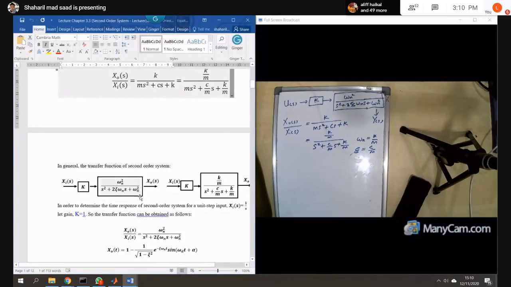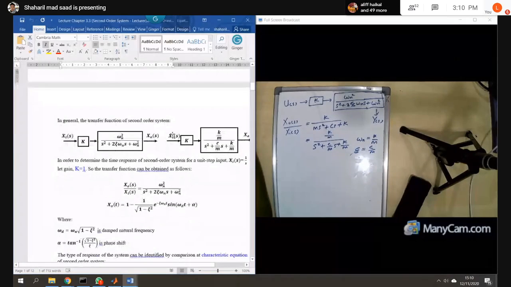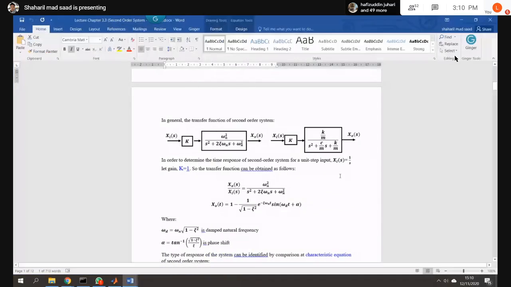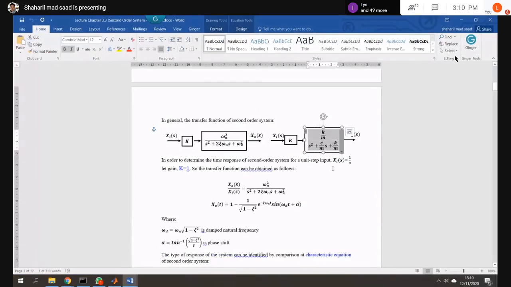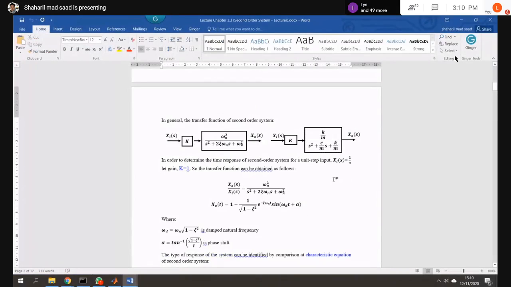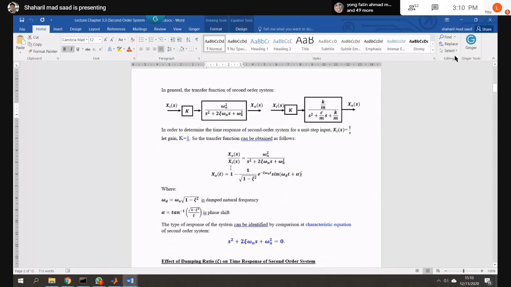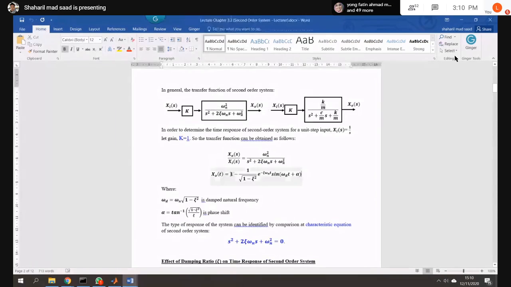Then I mentioned it before, this is the general equation for the second order. After you take the inverse Laplace, you will get this kind of equation. But we don't use this one in order to plot the graph. There is another way to plot it. Okay, done.